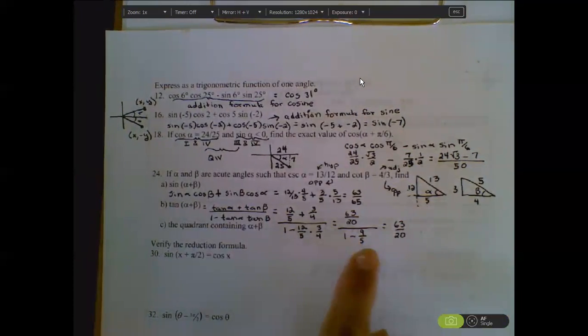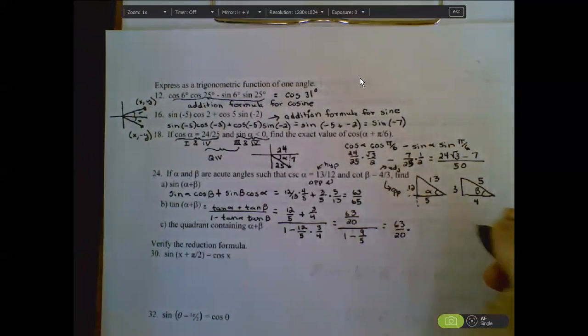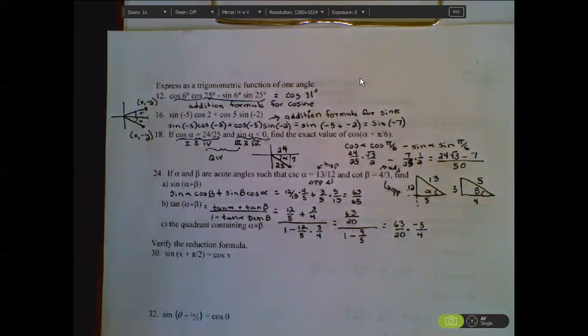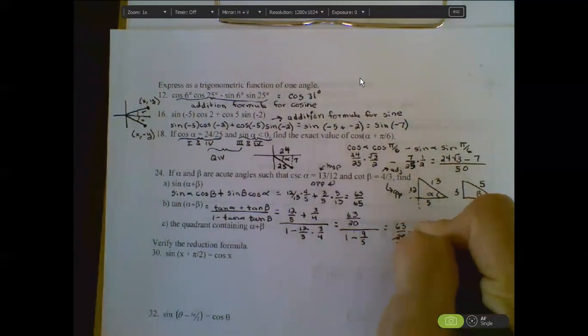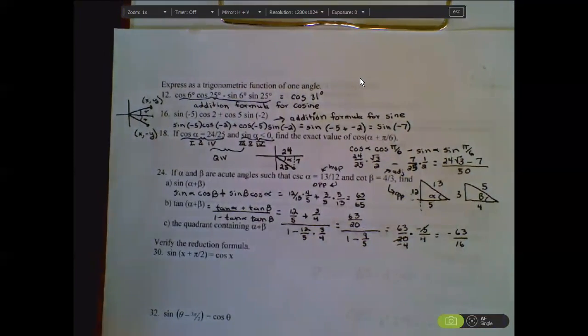5/5 minus 9/5 is -4/5. Dividing by -4/5 is the same as multiplying by -5/4. If I haven't done something goofy, that's -63/16.